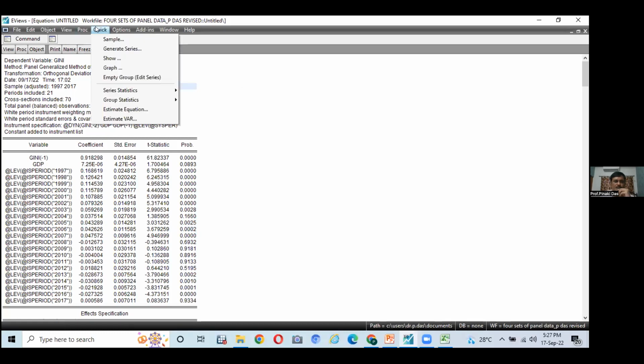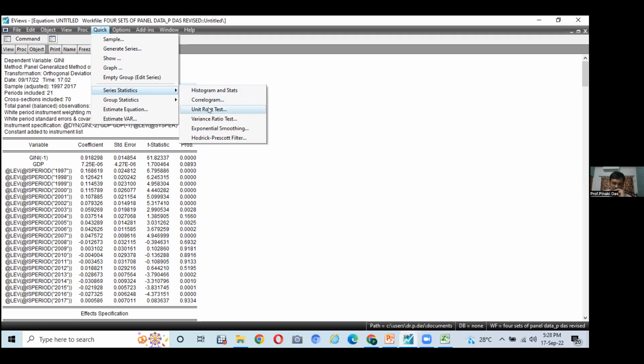There is the option of Quick. You write in your copy the application. Now I am trying to apply the panel unit root test in EViews. I start from Quick, then Series Statistics. Series means variable related statistic. Variable related statistic is treated as the series statistics. Under the series statistics, there is an option which is called unit root test.